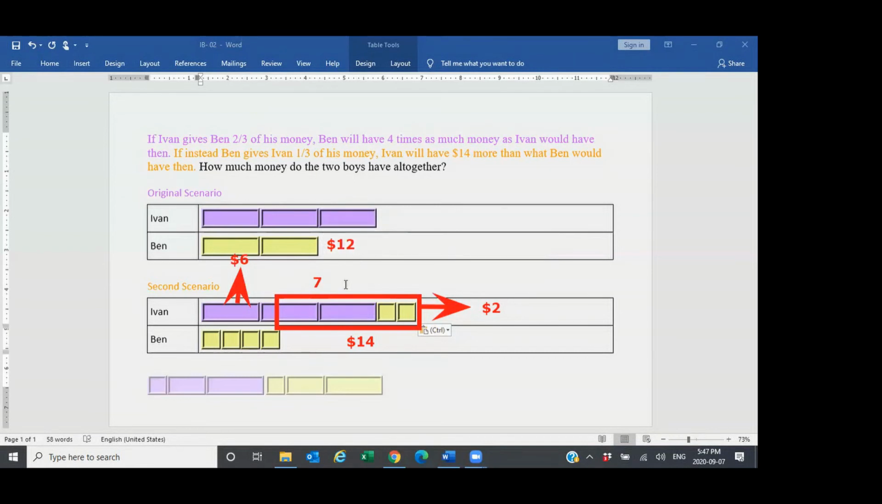Alright, $12. And Ivan has 3 bars. That's 3 times 6, and that equals 18. So he has $18.